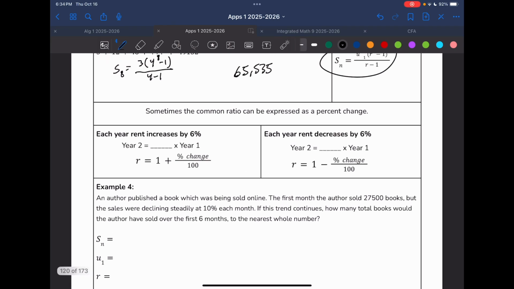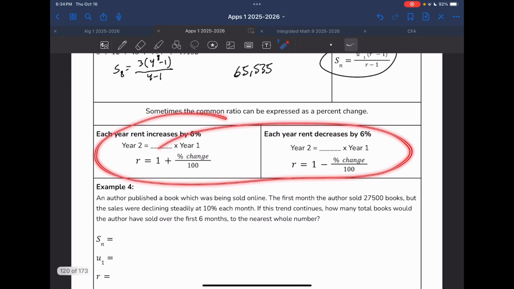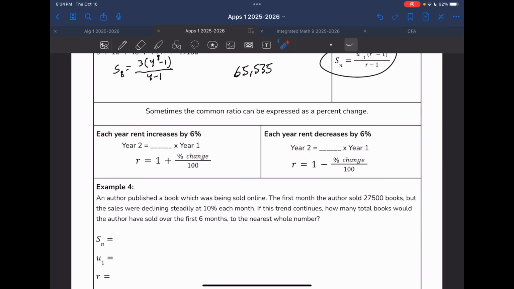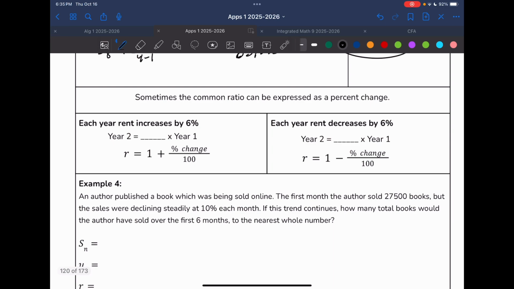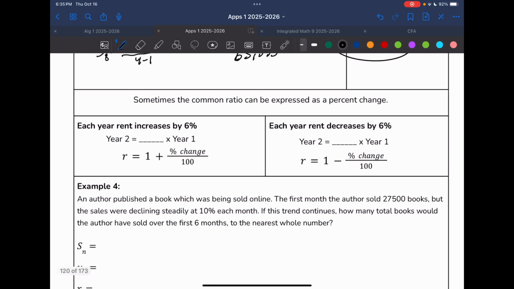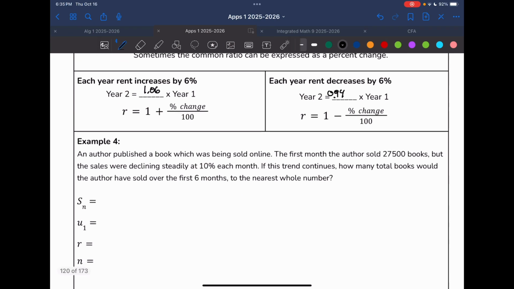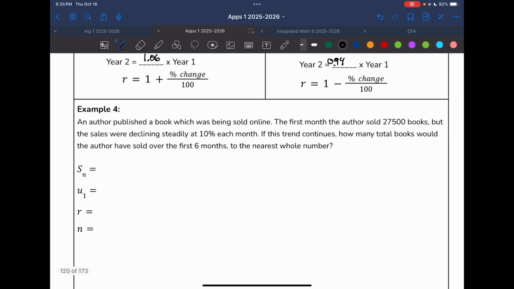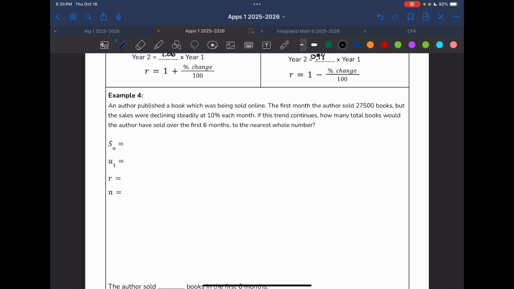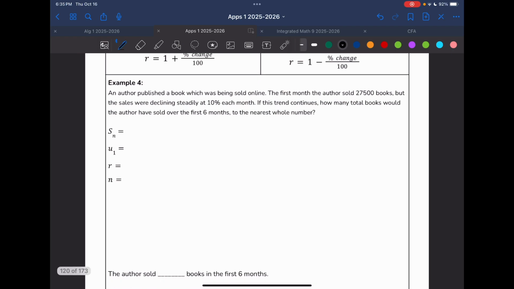And then I don't know why this is here. We've already covered this, but just to review it, if you want to increase rent by 6%, you need to multiply by 1.06. If you want to decrease it, you multiply it by 0.94. All right, but you can mostly just ignore that. That's just reminding us of how the percent changes get translated into common ratio. All right, so example 4.